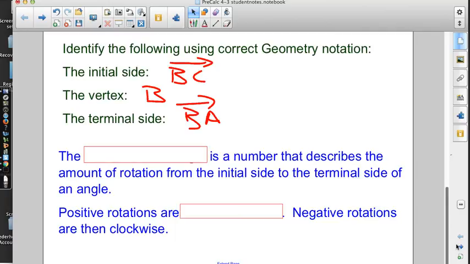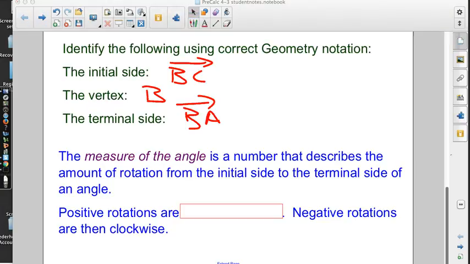The blank is a number that describes the amount of rotation from the initial side to the terminal side of the angle. That's going to be the measure of the angle. Could be in degrees, could be in radians. Something we're going to need if we want to do some calculations and tell them something about what's going on. The measure of the angle is a number that describes the amount of rotation from the initial side to the terminal side of the angle.